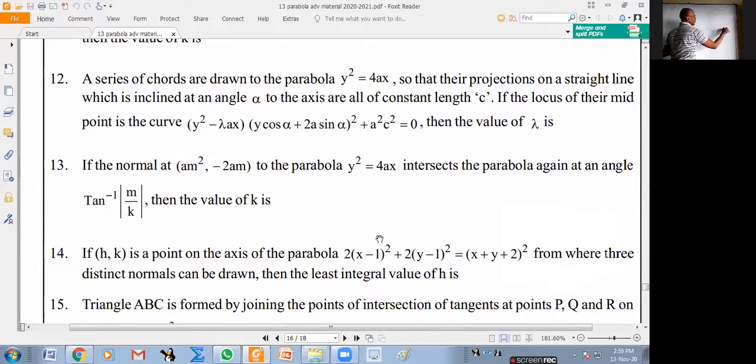So I have a parabola. A series of chords are drawn to the parabola so that their projections on some other line, which is inclined at an angle alpha to the x-axis. You take any one particular line which is making alpha, and you take some other chords like this.